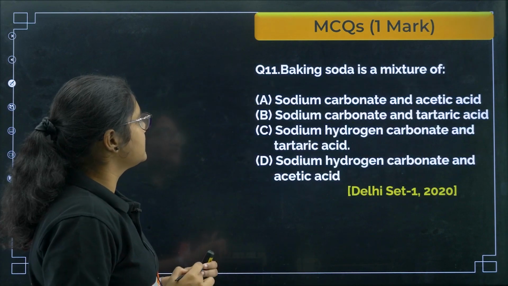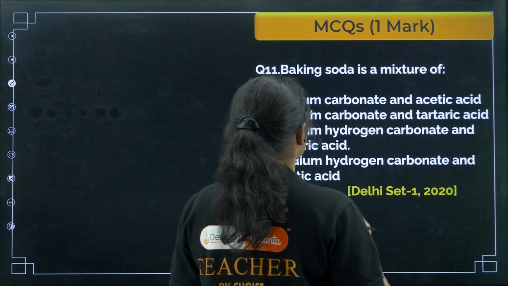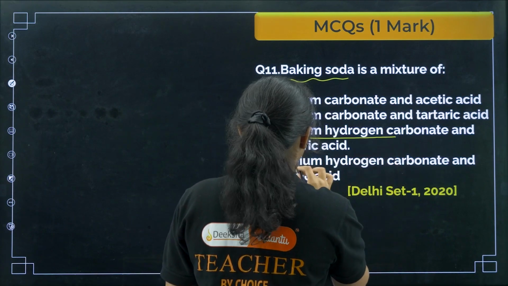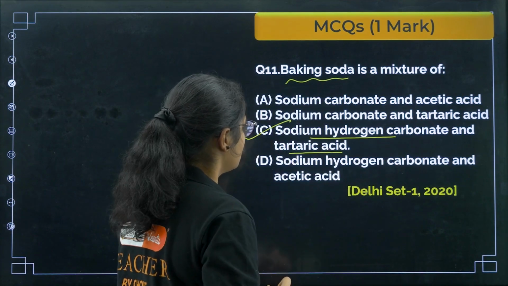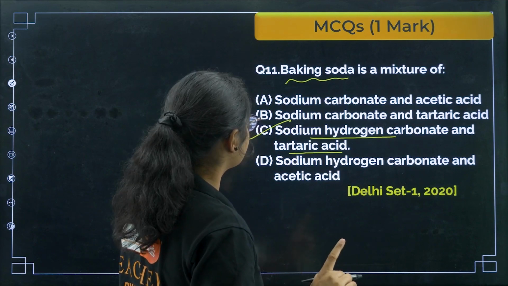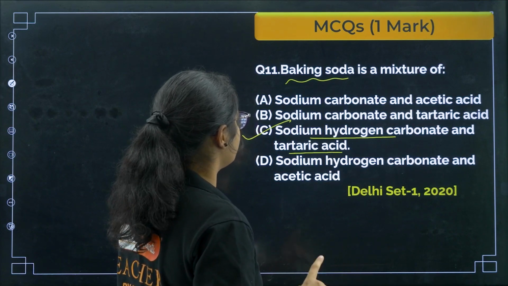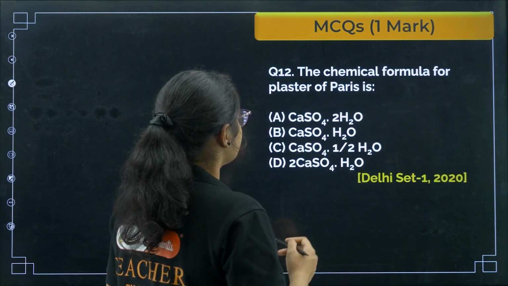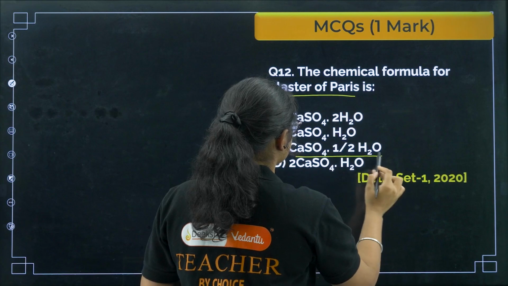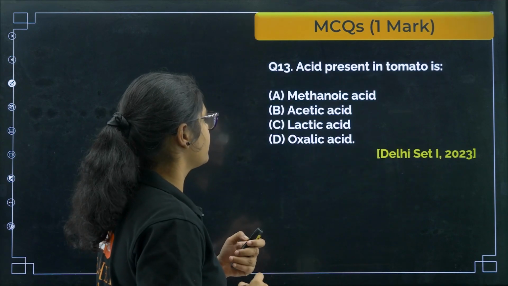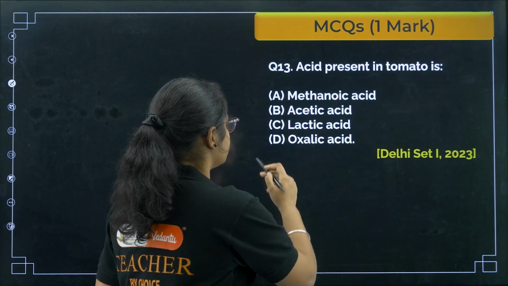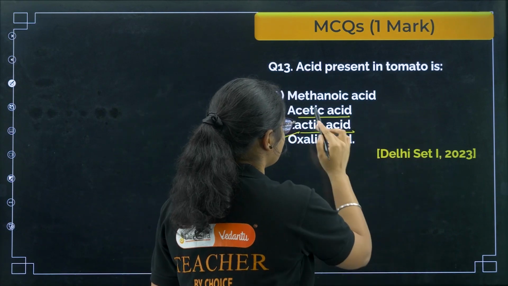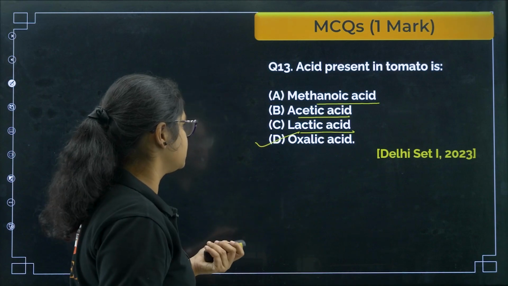Next is question number 11. Baking soda is a mixture of sodium hydrogen carbonate and tartaric acid. Yes, correct. Next, question number 12. The chemical formula of plaster of Paris is calcium sulfate hemihydrate, CaSO4 dot half H2O. Next, the acid present in tomato is oxalic acid. Lactic acid is present in milk, acetic acid is present in lemon, methanoic acid is present in ant stings.